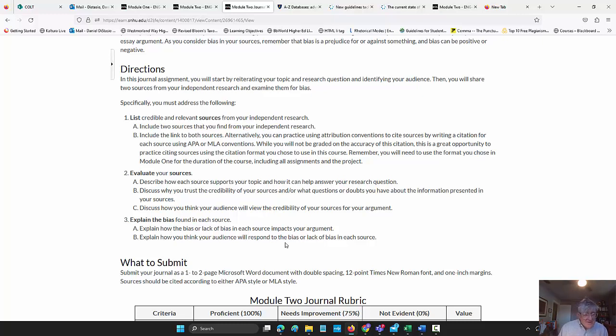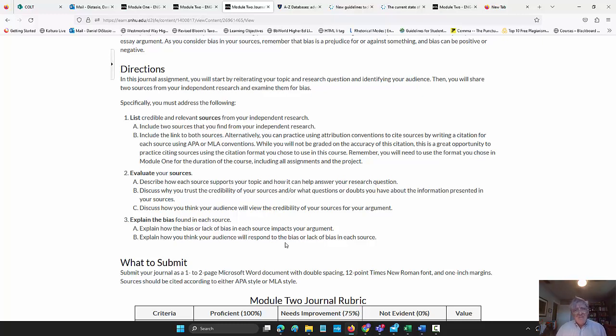So then after you've listed the two sources, you're going to describe how each source supports or relates to your research question. And discuss the credibility of your sources. Are they peer-reviewed? Are they written by authoritative figures? Are they written by experts in the field? Do they use other research to support their ideas? And then discuss how your audience might view the credibility. Finally, the third question deals with bias. Explain the bias or lack of bias in each source.